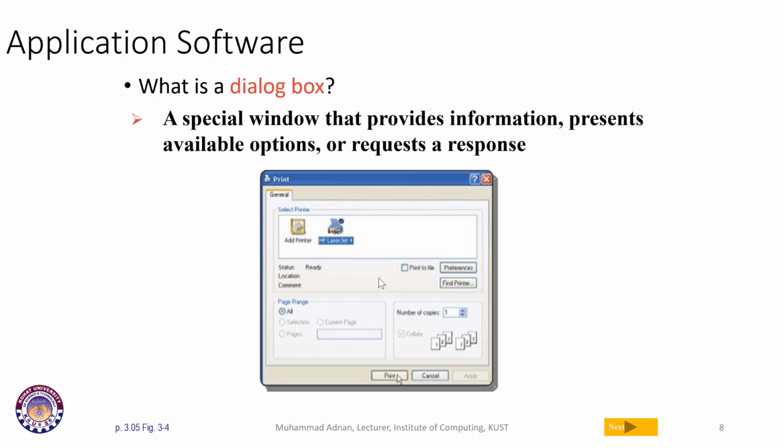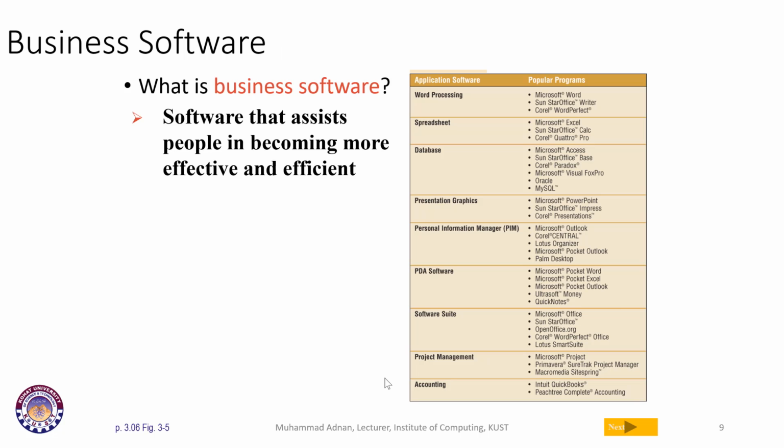Now there is another term. What is a dialog box? It is a special window that provides information, presents available options, or requests a response. So this is a dialog box. It is related to the printer. If you want to add this printer, you just select that printer, click OK, and it will tell you how many copies you need. Whether you want to collate or uncollate, it's up to you. And then you click print. Normally a dialog box is there to communicate something to the user, or prompt the user to enter some information or select some option.